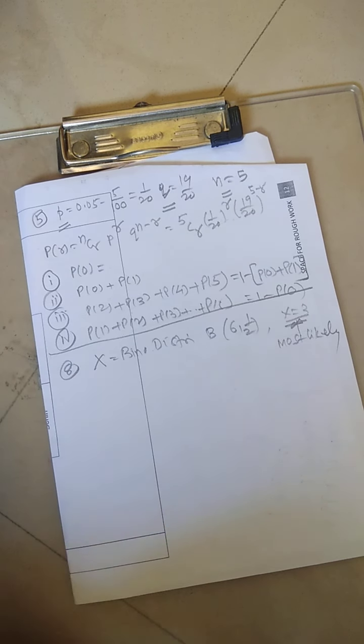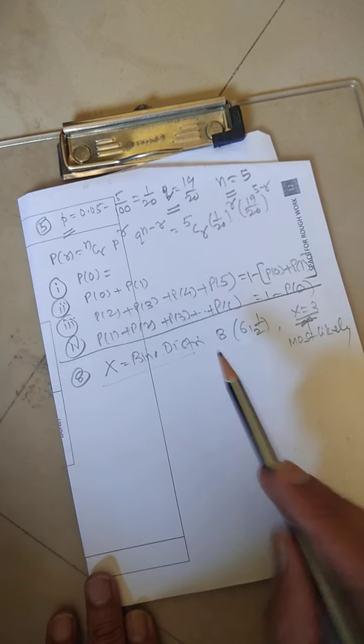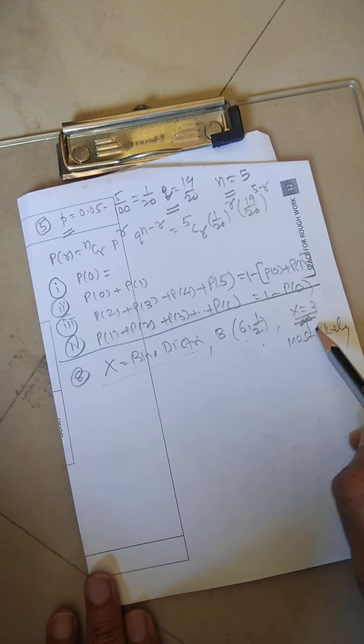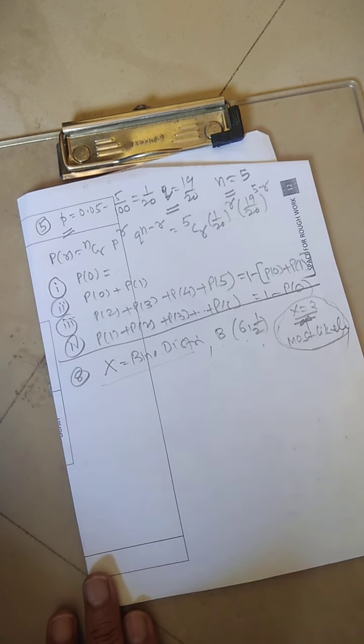Next question is question number 8. The question is like this. X is a binomial distribution. One more thing is given: B of 6 comma half. Show that capital X equal to 3 is the most likely outcome.